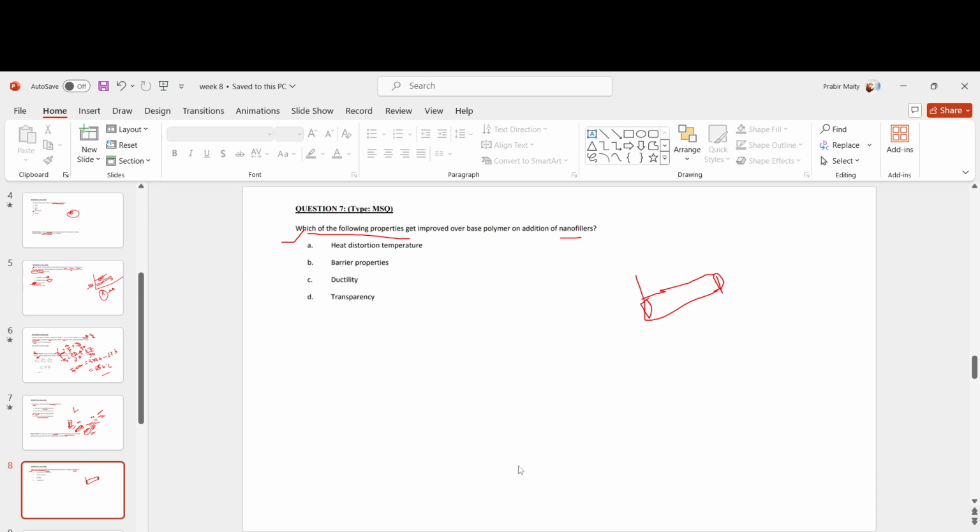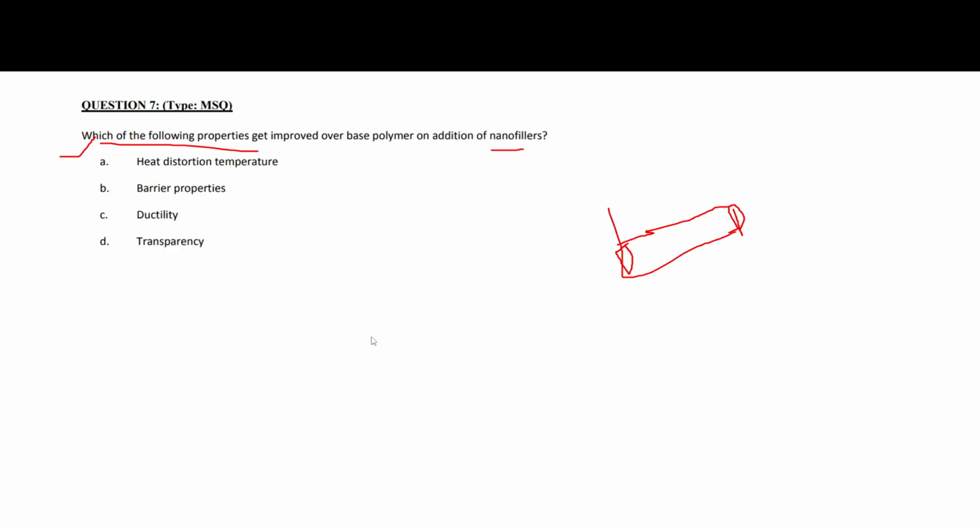There are various types of additives we can add into the polymers to strengthen them, or you can add a coloring agent to make the color look better. Nanofiller is generally an inorganic type of filler. You can add silica or something there. So when you add nanofiller, what will happen? Which of the following properties get improved over the base polymer on the addition of nanofillers: heat distortion temperature, barrier property, ductility and transparency.